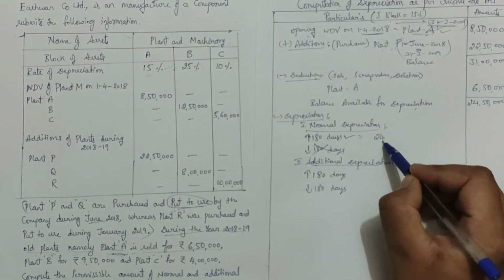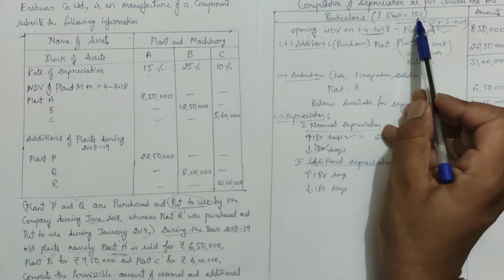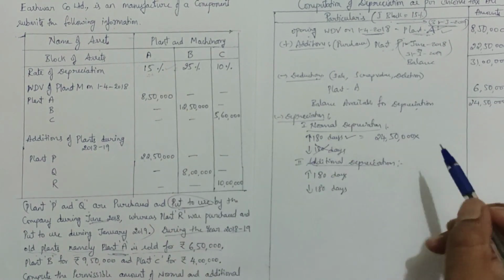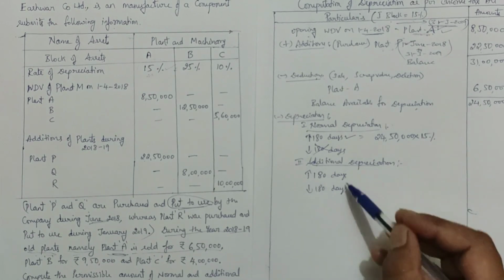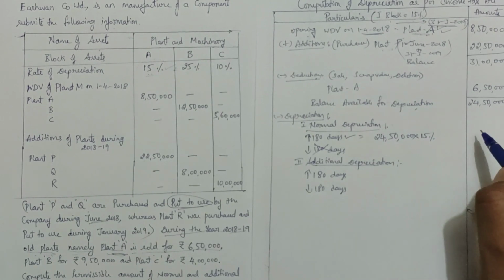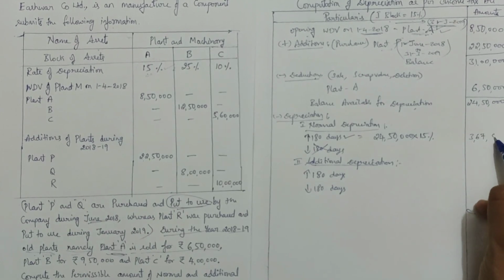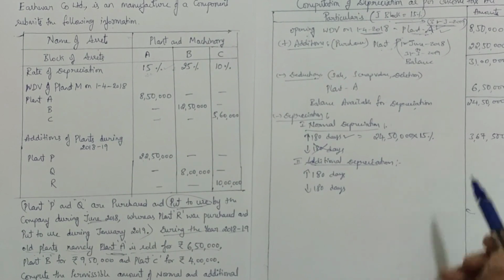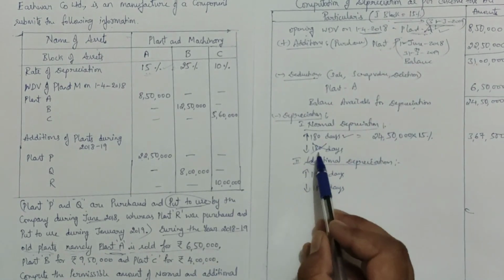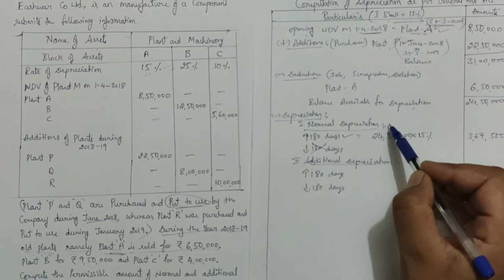So directly on 24,50,000 we are calculating full depreciation. How much depreciation is given here? 15%. Even you can see here in the question, 15% rate of depreciation. So we will take 15%. 24,50,000 into 15%, we will get 3,67,500. So this amount we are getting. So no plant here in the first block is less than 180 days. Both the plants have more than 180 days. Next, normal depreciation we have completed.